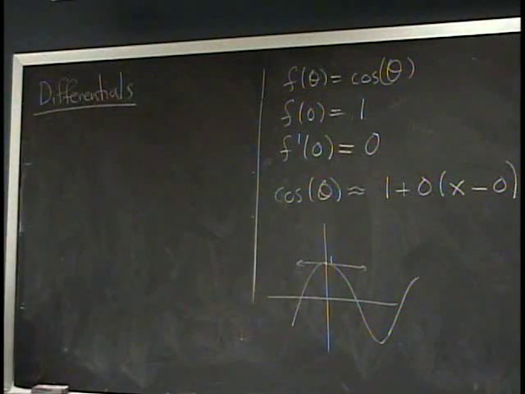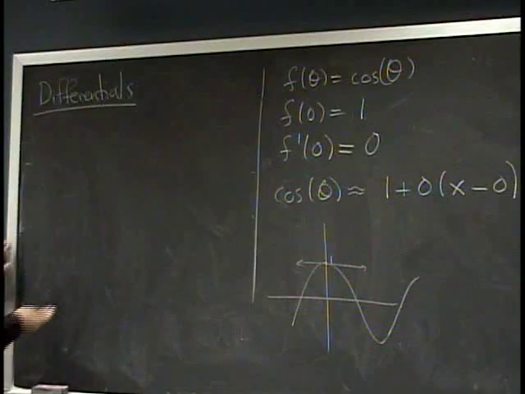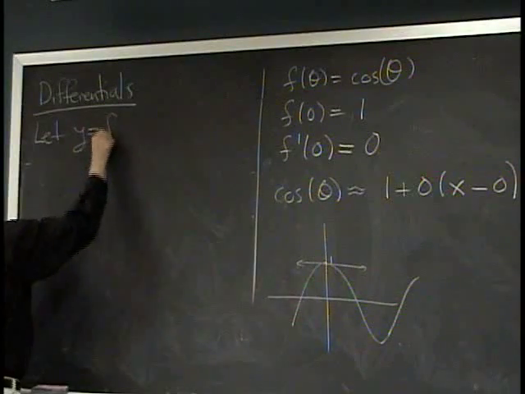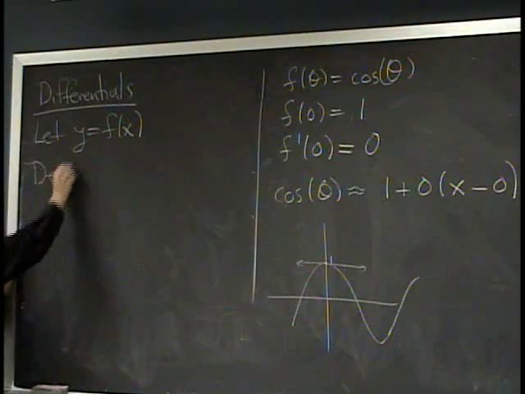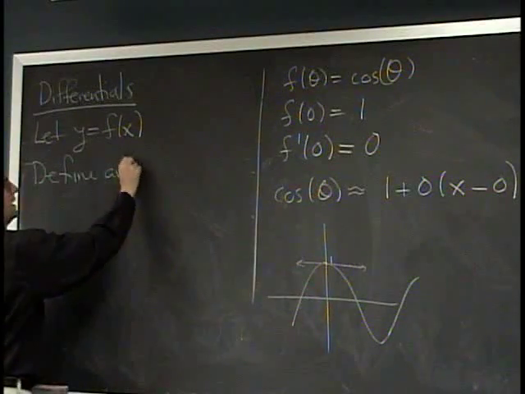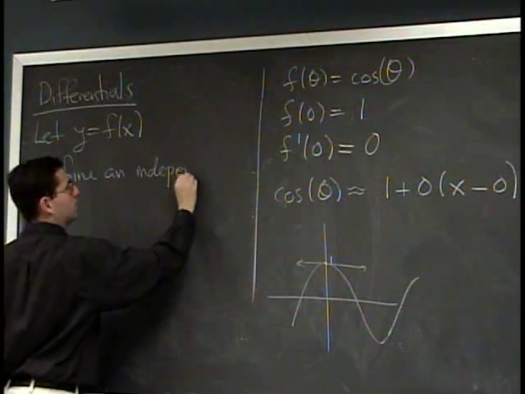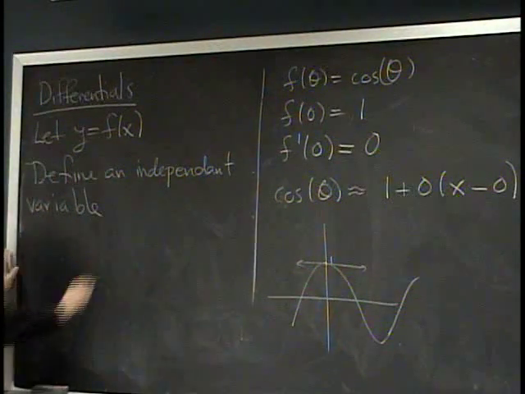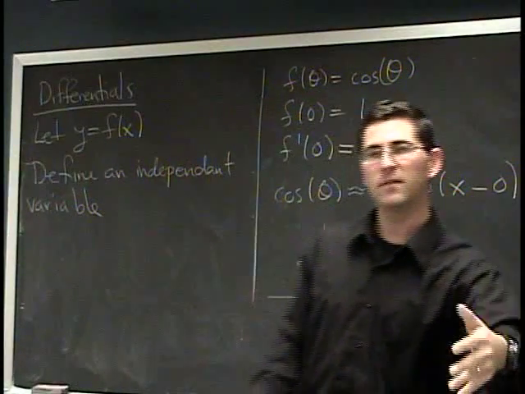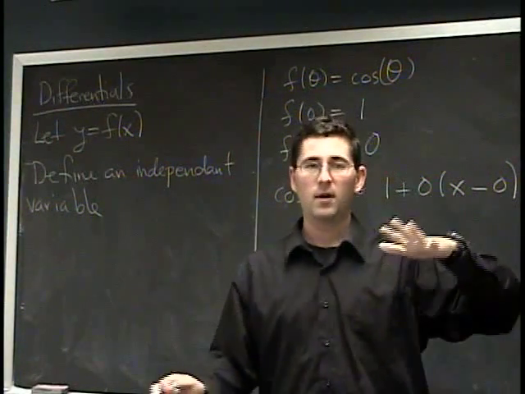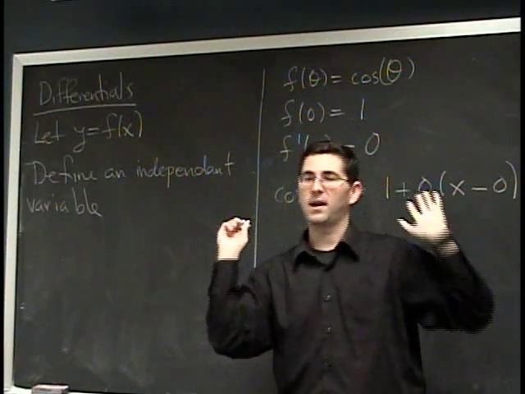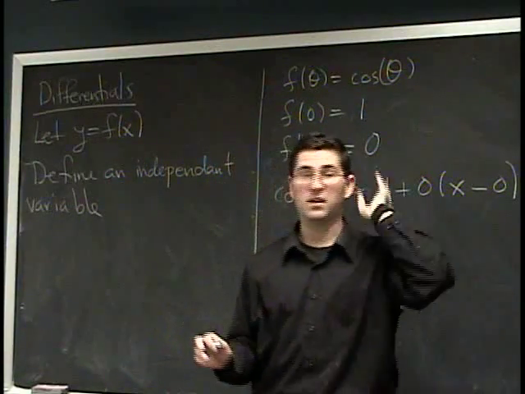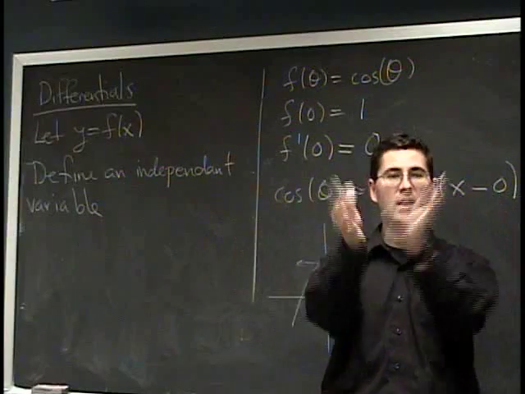I'm going to define a new variable today. Let's start with y equal to some function of x, and I'm going to define an independent variable. Do you remember the difference between an independent variable and a dependent variable? With x, I can put anything in for x, as long as it is in the domain, so it's an independent variable. I can put anything into it I want.